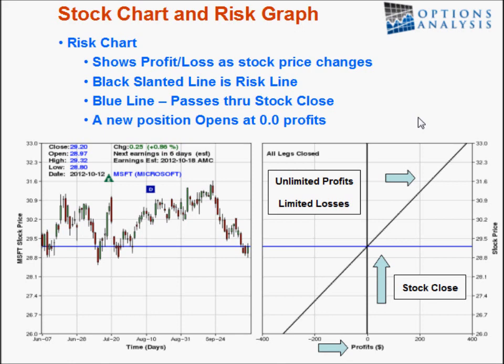A risk graph of a stock purchase shows that the stock purchase is unlimited in terms of time. It never ends. It's unlimited in terms of profit. As long as the stock is going higher, you're collecting money. It is limited in terms of losses. The stock can only go to zero, and you'll basically lose your purchase price.